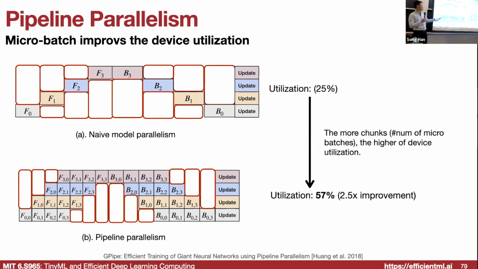You can see the bubbles in this diagram are significantly smaller, less amount of bubbles than the first one. So we improve utilization from 25% to about 57% in this case. That's about 2.5x improvement. So to summarize, the solution is to divide the training data into several chunks, so that we can use this pipeline parallelism to do such model parallelism.